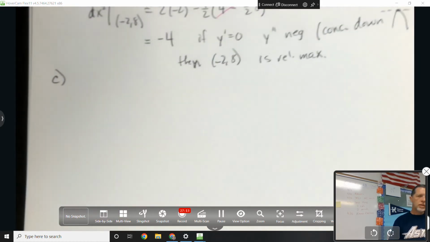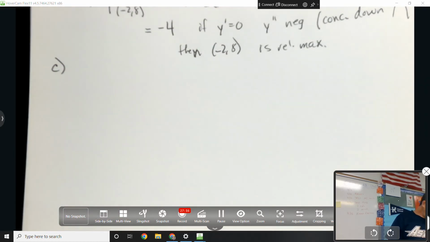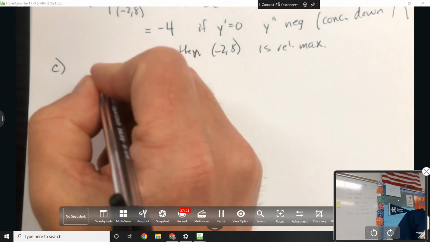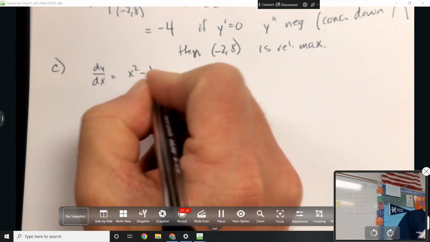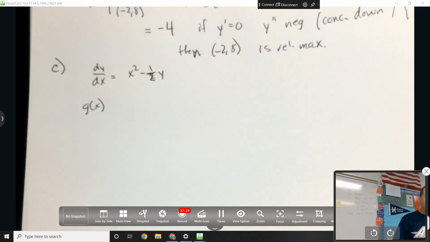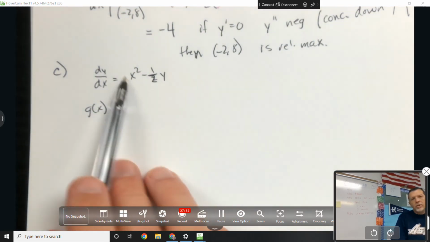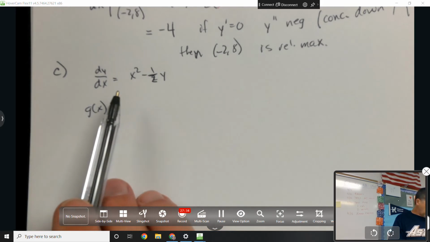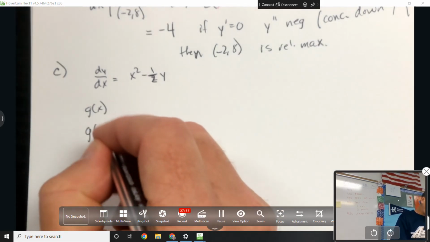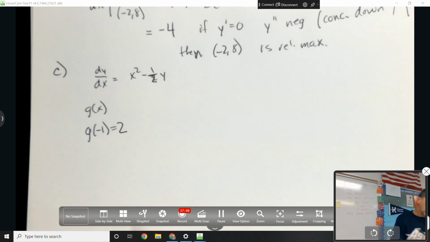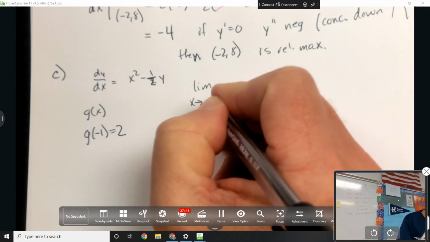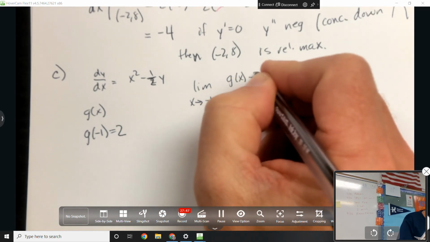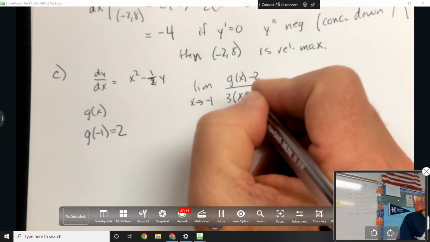Part C. Let y equals g of x be the particular solution to the given differential equation. So same differential equation, but now g of x is our answer. So like someone was able to integrate this. We do not have the ability to do that. g of negative 1 equals 2. Find the limit as x approaches negative 1 of g of x minus 2 over 3 times (x plus 1) squared.